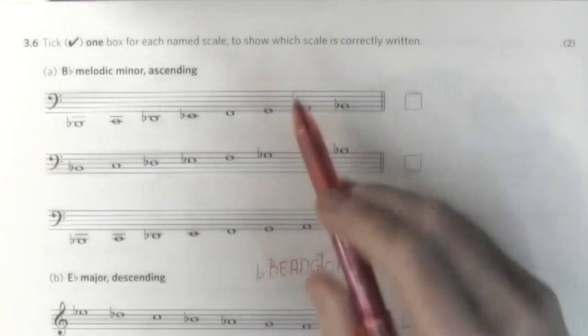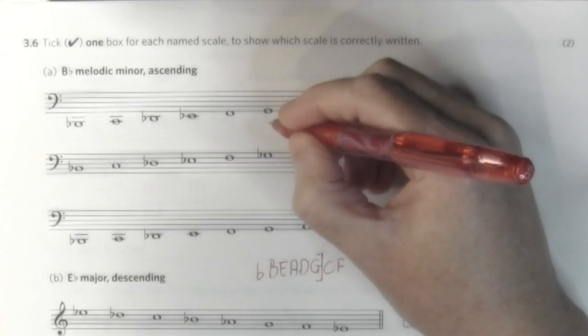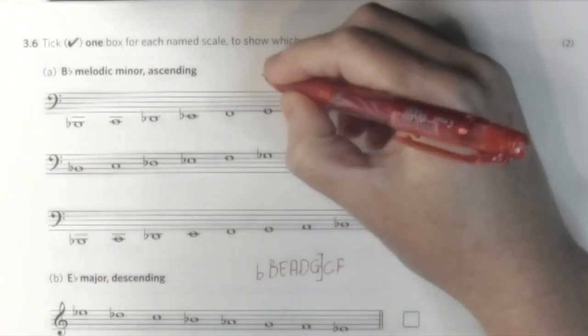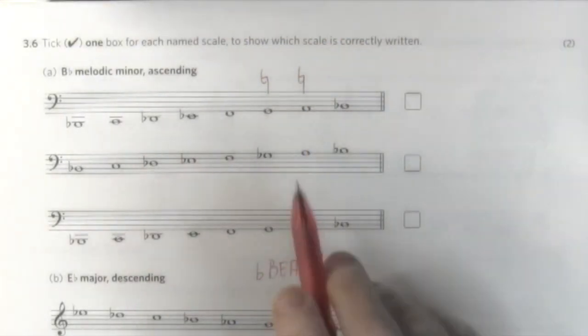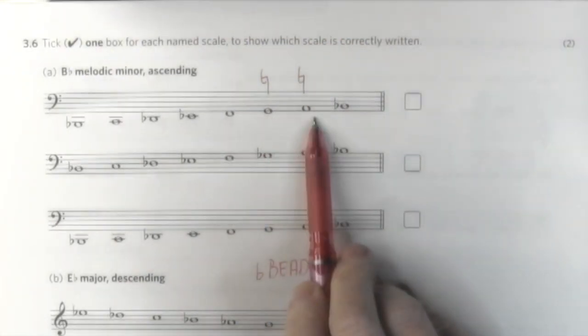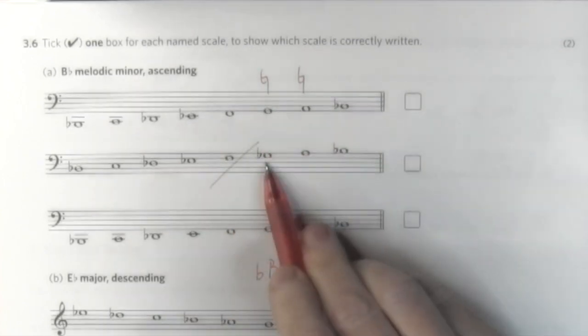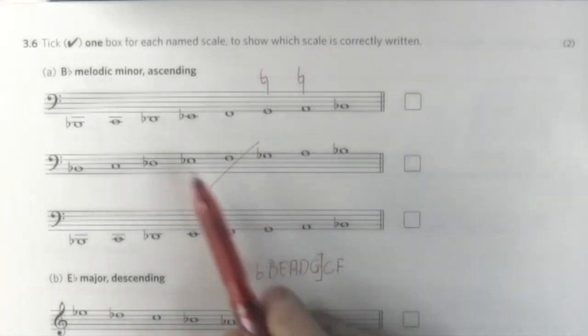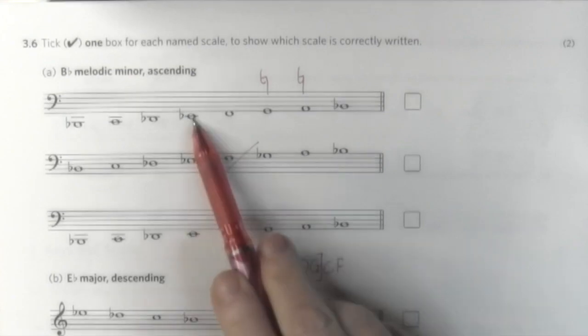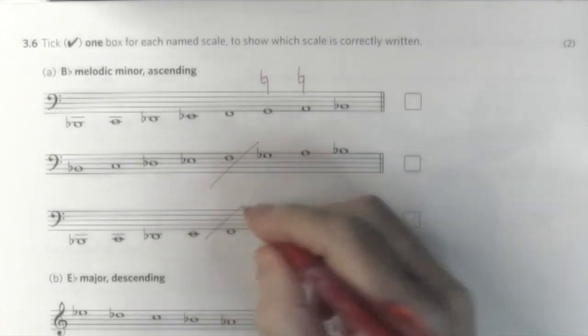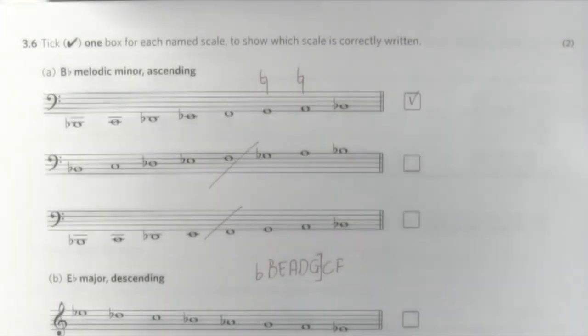flat. These two notes should be flat, but it's melodic ascending. It means that they have been raised. So from flat, they have to become natural. This means that this scale is incorrect. And this scale is incorrect because mi should be flat. So the only possible answer is the first one. We were lucky this time.